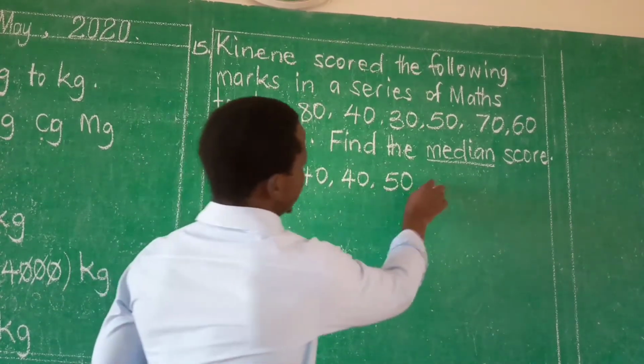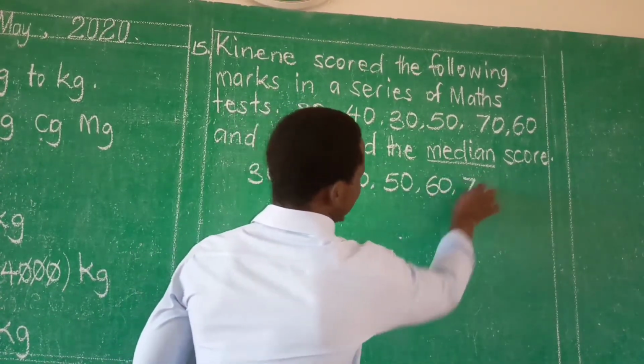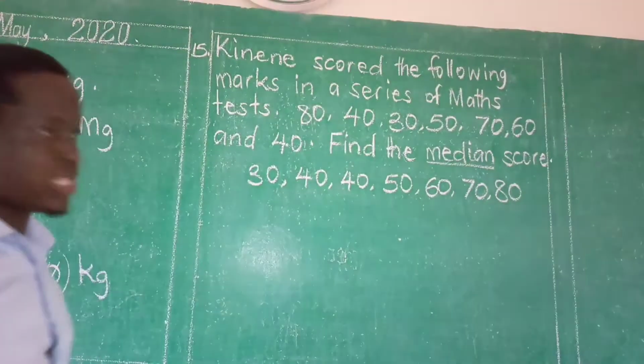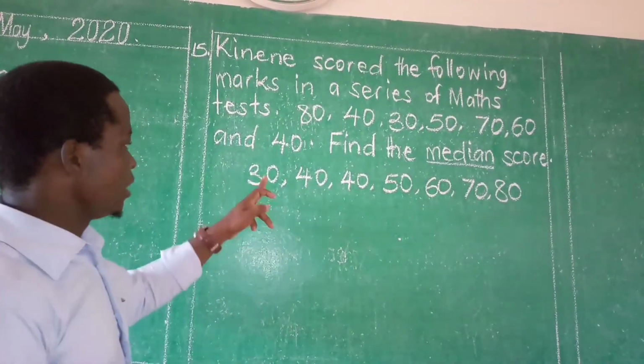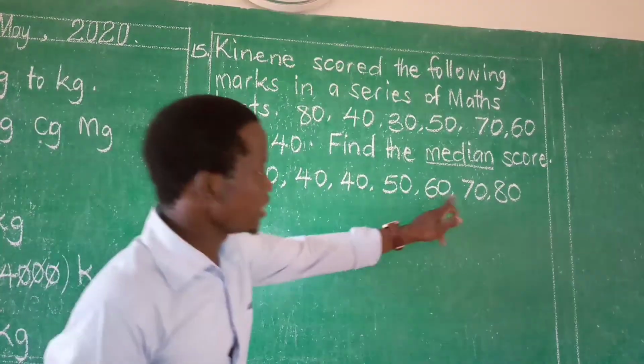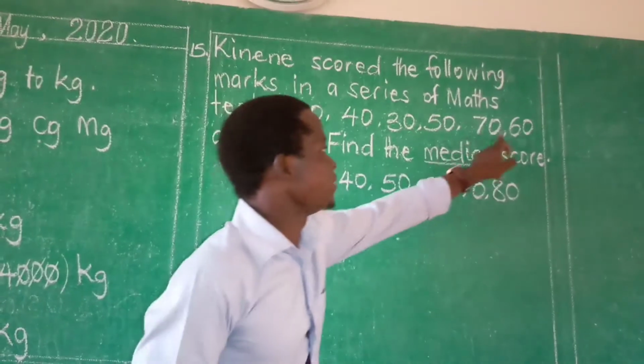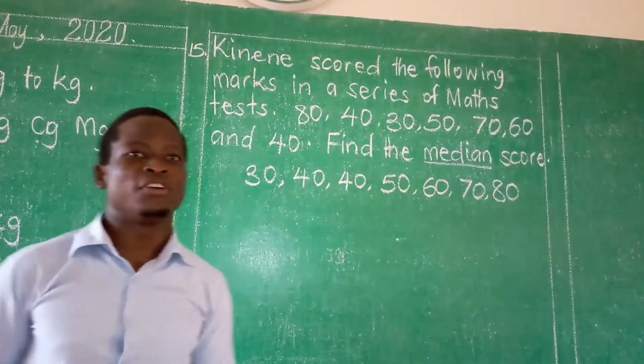We have 60, 70, and finally 80. Count through to ascertain whether you have captured all. These are 1, 2, 3, 4, 5, 6, 7. How about in the question? 1, 2, 3, 4, 5, 6, 7. I'm not sure I have them all.